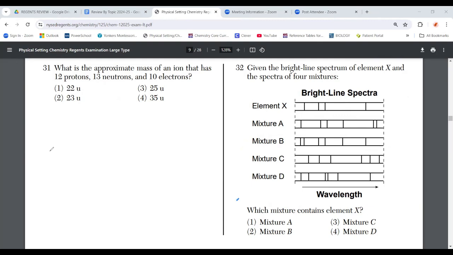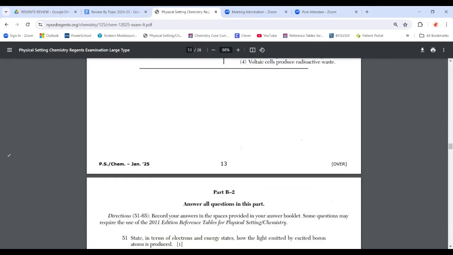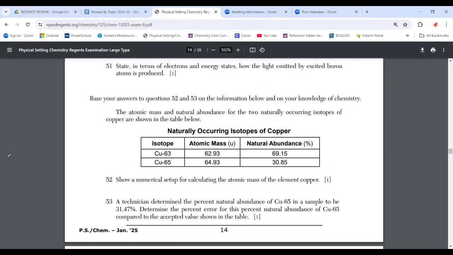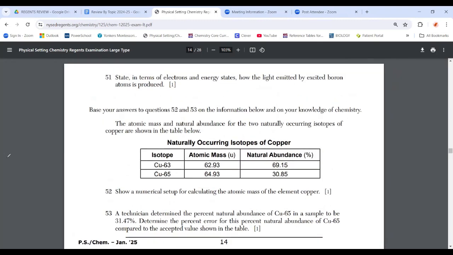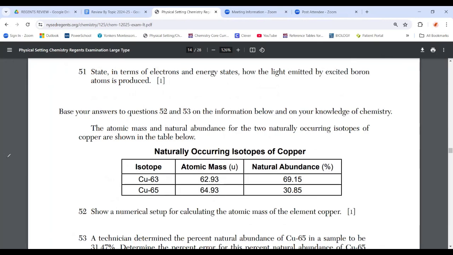All right, we are going now to question 51. I'm going to skip to the part 2s because I want to do all the questions for this entire topic before I move on to the other atomic structure topic. Okay, so number 51 is about how bright line spectra are produced.